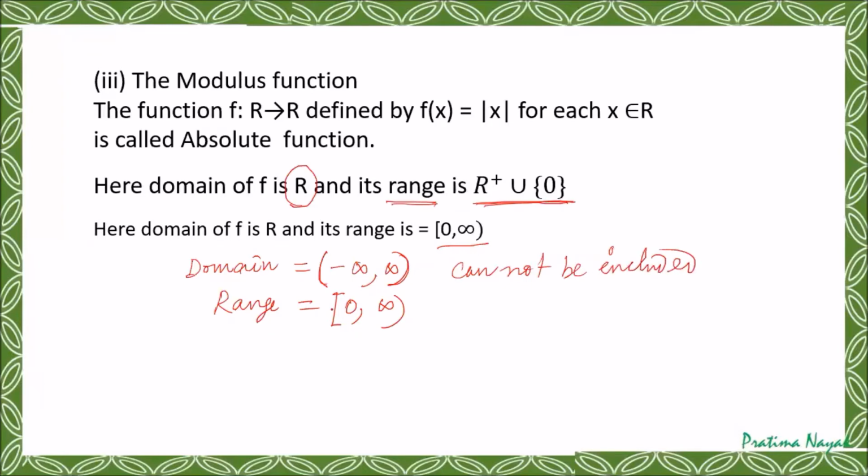And here 0 is included, so I am putting a bracket. Starting from 0, 0 is included, but infinity is not included, so it is an open bracket. So you should know when to put open and closed brackets. Closed means it is included, open means it is not included. And whenever you write plus infinity or minus infinity, it can't be included because you cannot reach infinity. You cannot include infinity. So that time it will be an open interval.